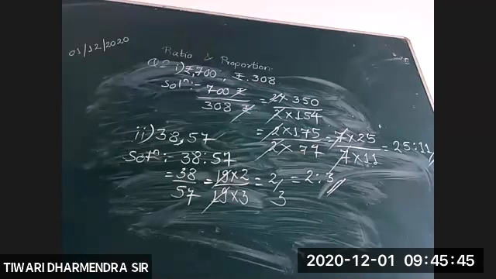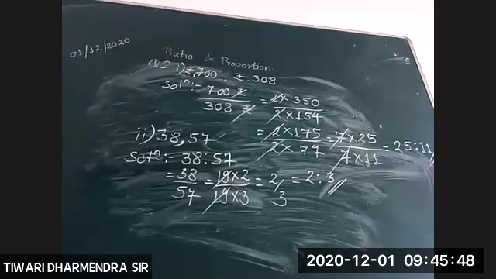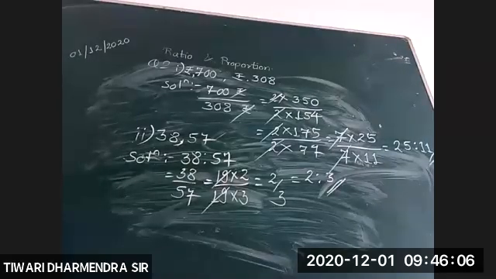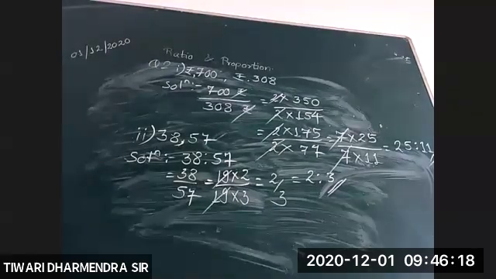Regarding liters and milliliters, 1 liter is equal to 1000 milliliters. So 5 liters becomes 5000 milliliters, and 2500 is already in milliliters. So milliliters get cancelled. 5000 divided by 2500, the answer is very simple. Zeros get cancelled. 50 upon 25. Answer is 2:1. So problems of this type can be done easily.